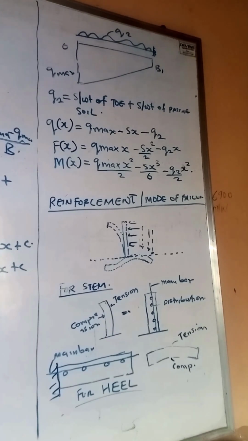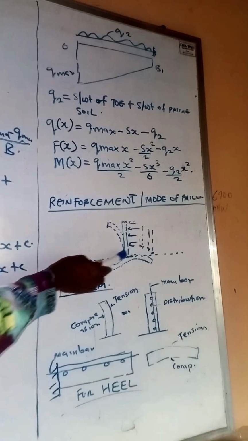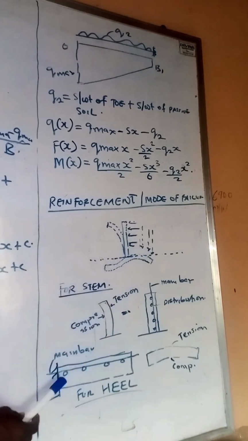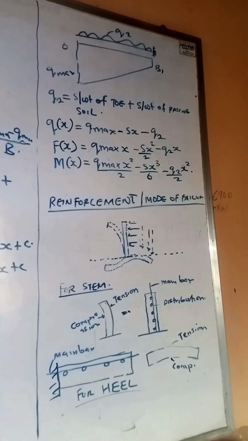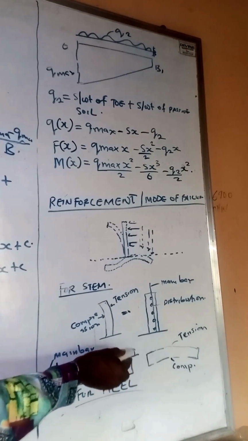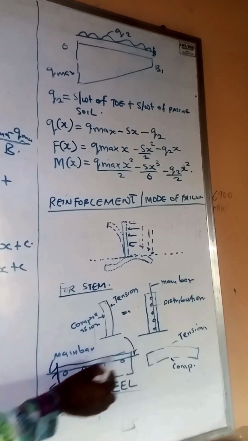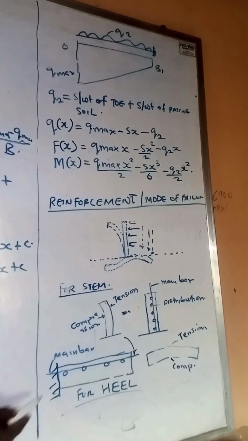Now let's look at the heel. Like I described here, the top of the heel slab is going to be under tension. So the main reinforcement for the heel is this bar. You are going to reinforce it as the main reinforcement, while this becomes the distribution bar.